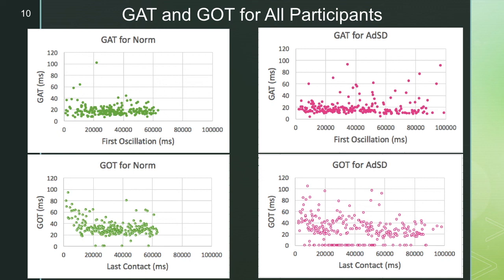When comparing the GAT of subjects with ADSD to norm, you notice that there are more outliers within the ADSD dataset. When comparing the GOT of subjects with ADSD to norm, you'll notice that the ADSD data is more widely spread, while the norm data are condensed and remain fairly consistent. In the GOT data for participants with ADSD, there are many values of 0, but few for the norm.